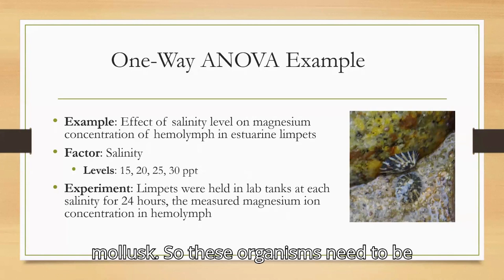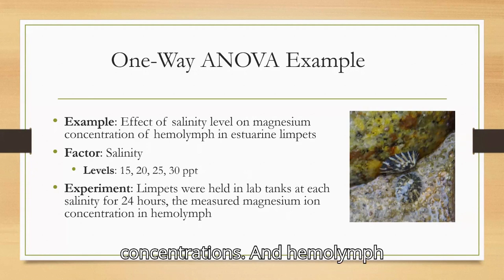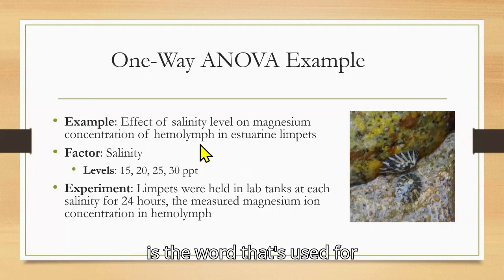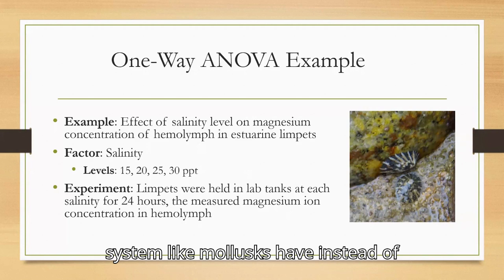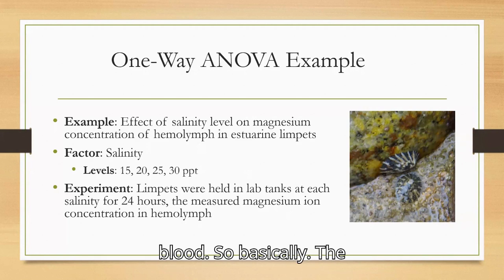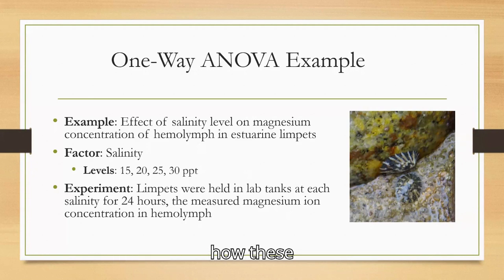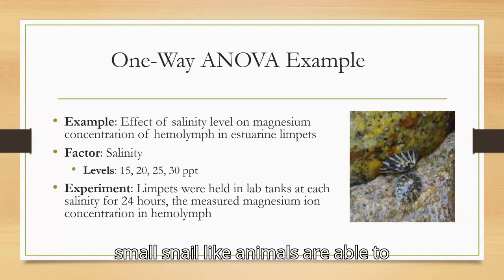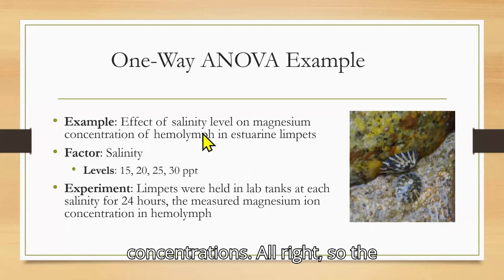need to be able to regulate their different ion concentrations. Hemolymph is the word used for organisms with an open circulatory system, like mollusks have, instead of blood. So basically, the purpose of this experiment is to see how these small snail-like animals are able to regulate their magnesium ion concentrations.